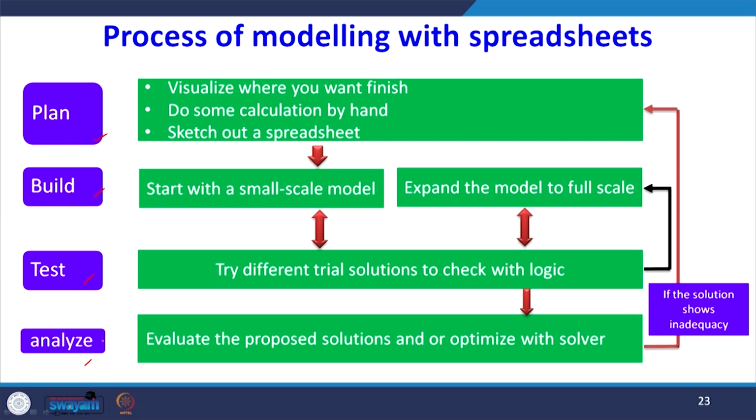Start with a small scale model. Then the third stage is the testing stage. Try different trial solutions to check the logic. That is the testing stage. Then you should go for analyze. Evaluate the proposed solution or the optimized value with the solver. If the solution shows inadequacy, again you should go for the planning stage.